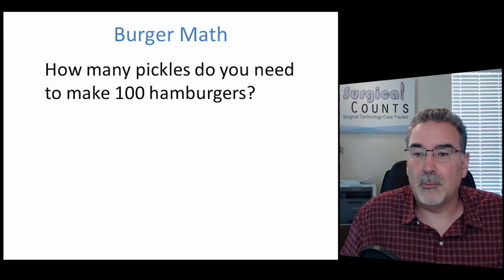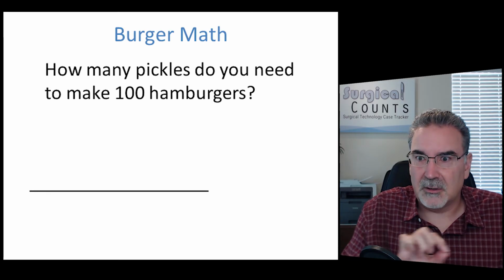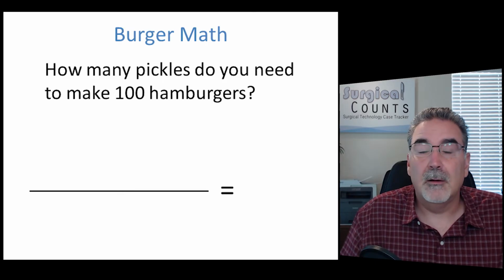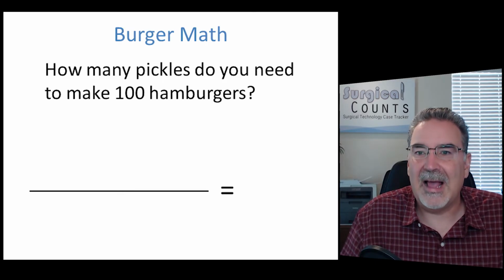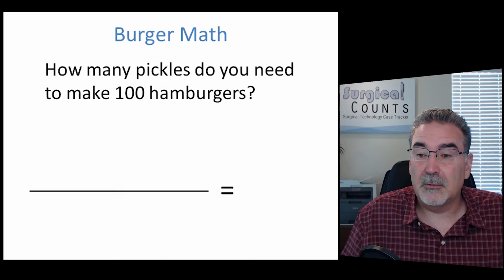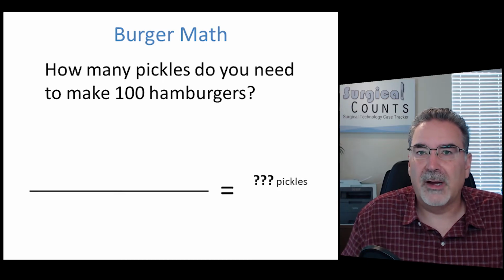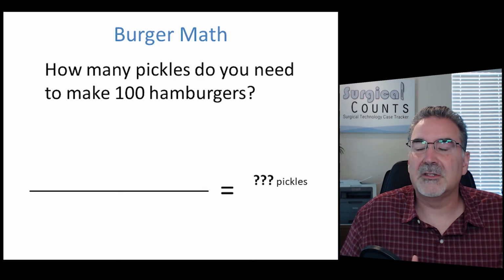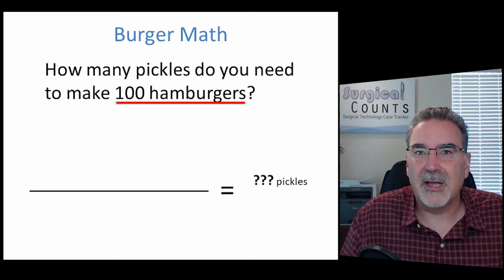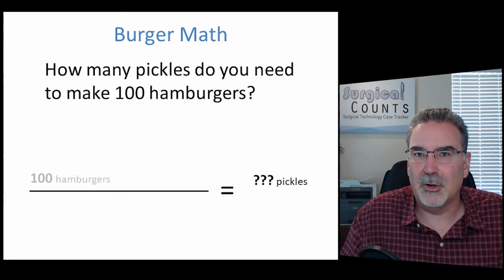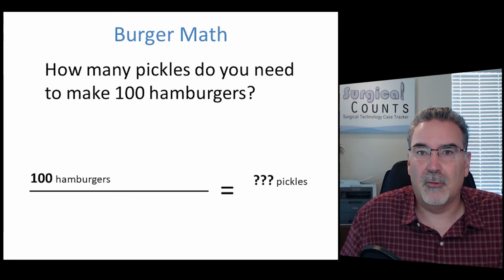So we're going to set up our problem the same way. We have our horizontal bar followed by an equal sign. And we're going to look at the question and say, what is the question asking? It's asking how many pickles? That's what we're going to put to the right of our equal sign. Now on the left, we want to put our starting condition. Well, what are we starting with? We're starting with 100 hamburgers. We want to try to figure out how many pickles are going to go with 100 hamburgers. So that we're going to put over on the left.